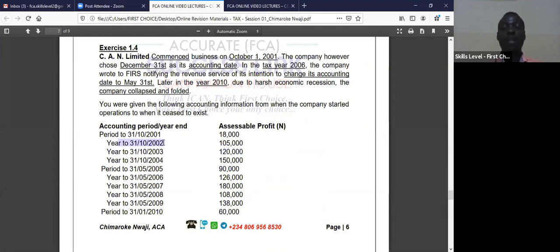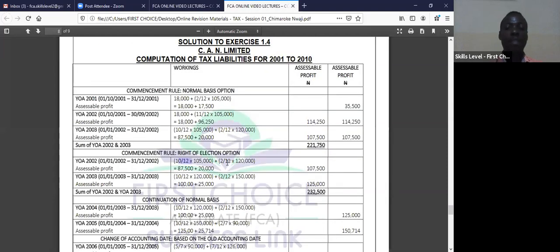So from January 1 to October 31st is 10 months. So I'm going to take 10 months here out of 105. So you see 10 over 12 of 105, and the remaining 2 months will be from the 120. Exactly what we did in year 3 here. So it's going to give me 107,500.